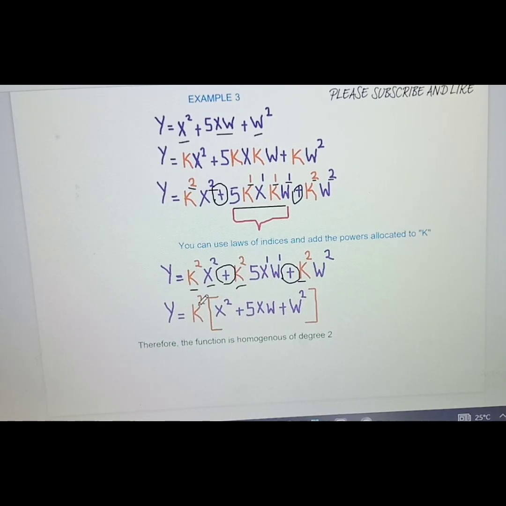So you look at the power allocated to the constant k in order to make a conclusion. So we therefore say the function is homogeneous of degree 2.